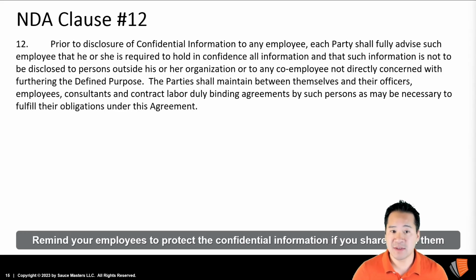Clause number 12 says before sharing confidential information with any employee or anybody within your organization, like an affiliate, you've got to tell that person, that employee, that they need to keep that information confidential, that they have an obligation to do so. And that employee is not allowed to tell anyone outside the organization that's not directly involved in the purpose. They can't tell their spouse, they can't tell their families. So that's what that means over there.